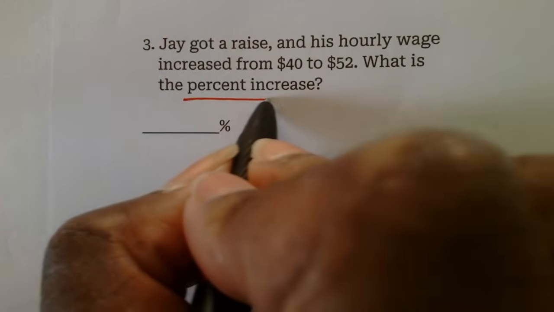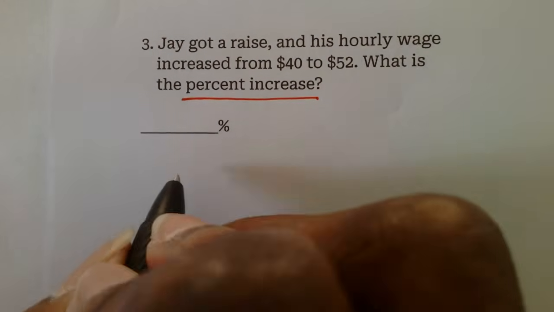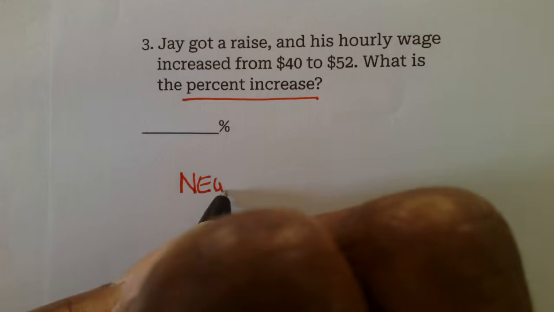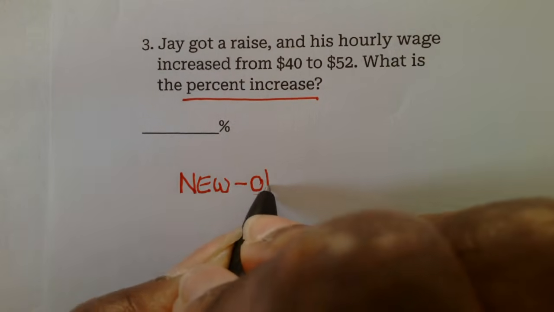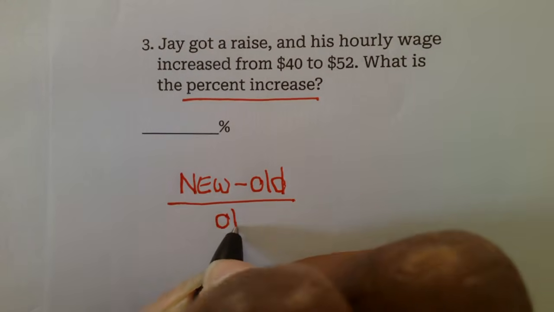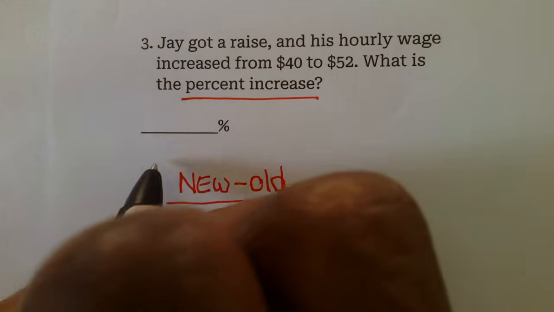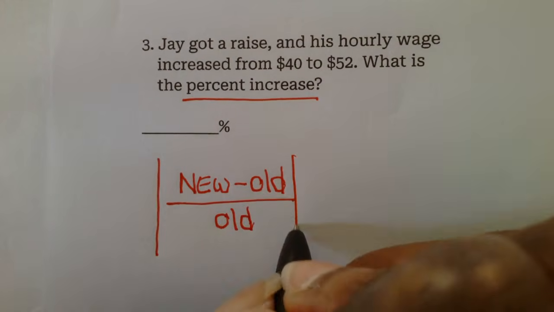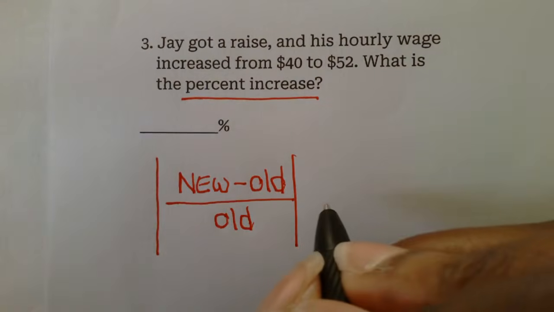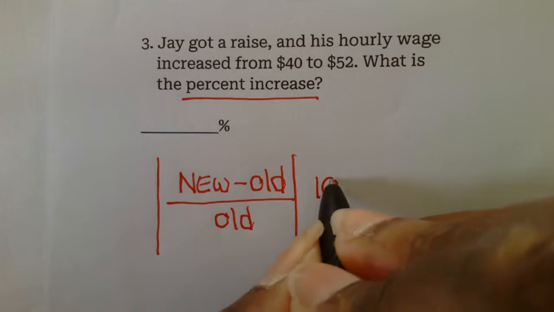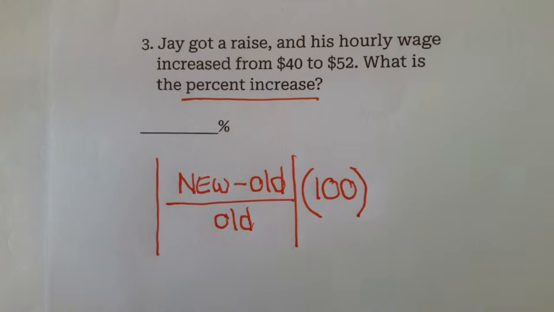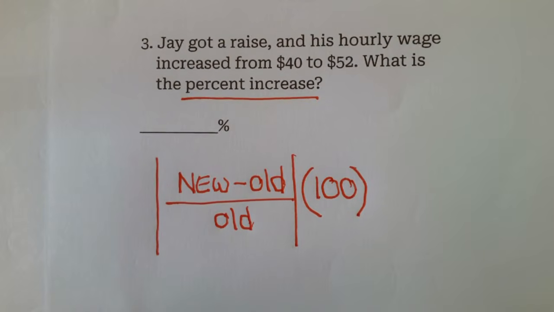Anytime they're saying percentage increase, this is what you're thinking. You have your new minus the old divided by the old. And you might have to use the absolute value. But then, since we're talking about percentage, you want to multiply that by 100 because you're going to change a decimal into a percentage. Okay?